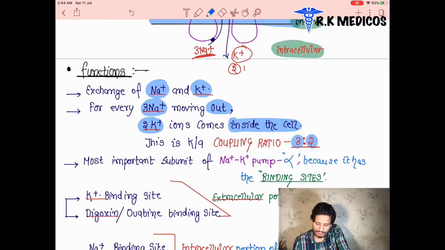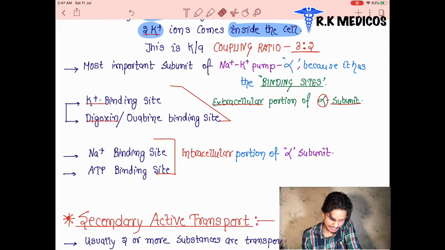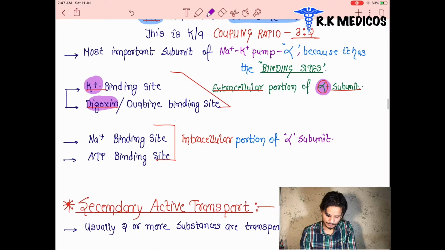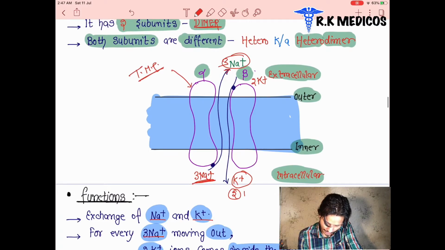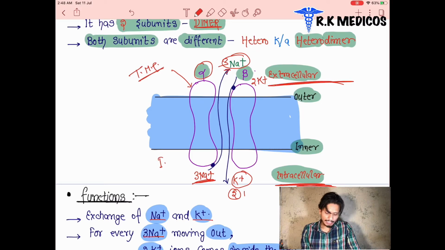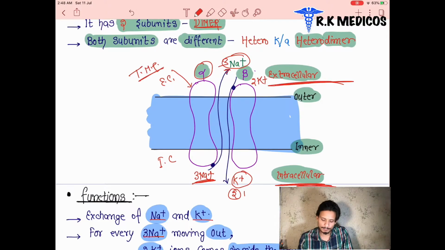The most important subunit of the sodium potassium pump is alpha, and what is alpha binding? The alpha subunit is binding sodium, and it is the most important site here. They bind the sodium ions and transport them outside the cell. The potassium binding and digoxin binding site is present on the extracellular portion of the alpha subunit. What does it mean? In this picture, this is the alpha subunit and this is its extracellular part, and the intracellular part of the alpha subunit is here. The intracellular part and the extracellular part of the alpha subunit are both most important for several bindings.